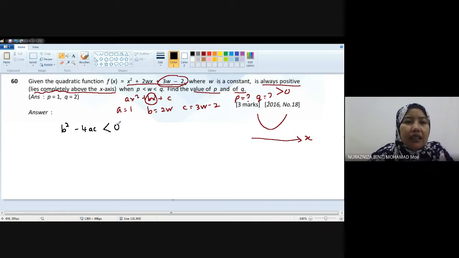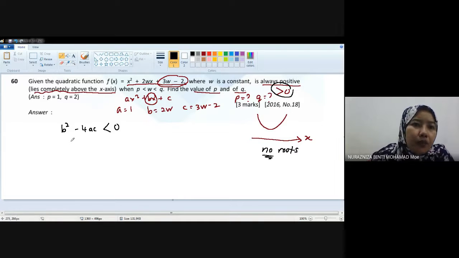Why? It is less than 0 because this graph does not touch the x-axis, so it means this function has no roots. No roots, so b squared minus 4ac is less than 0. For this one, greater than 0, always positive means the value of f(x) is always positive, with the value of the y coordinate for this graph always positive.